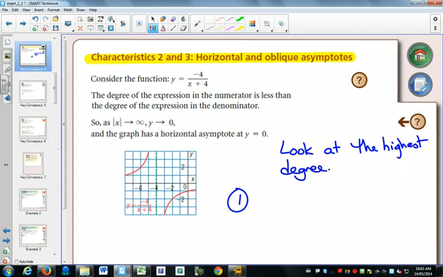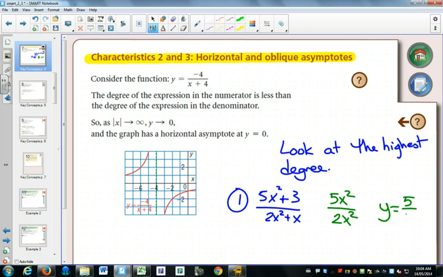So sometimes you had a situation like 5x squared plus 3 over 2x squared plus x. If the highest degree is the same on the top and the bottom, then you just look at the terms with that highest degree, which would be your 5x squared and your 2x squared, and that simplifies to 5 over 2. You would have a horizontal asymptote at 5 over 2.